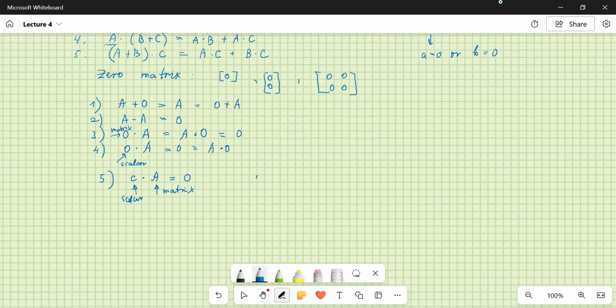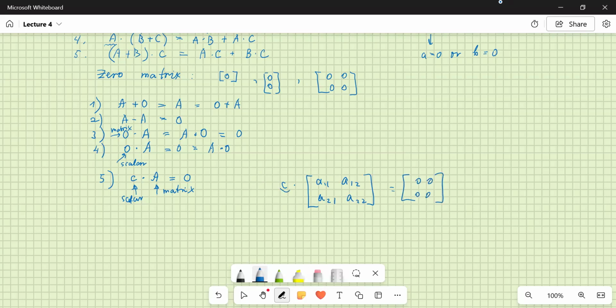Imagine that you have a scalar C and you multiply it by some matrix A. I'm going to use just a 2 by 2 matrix, but it can be anything. Scalar C, matrix A11, A12, A21, and A22. So the result is going to look like 0, 0, 0, 0.